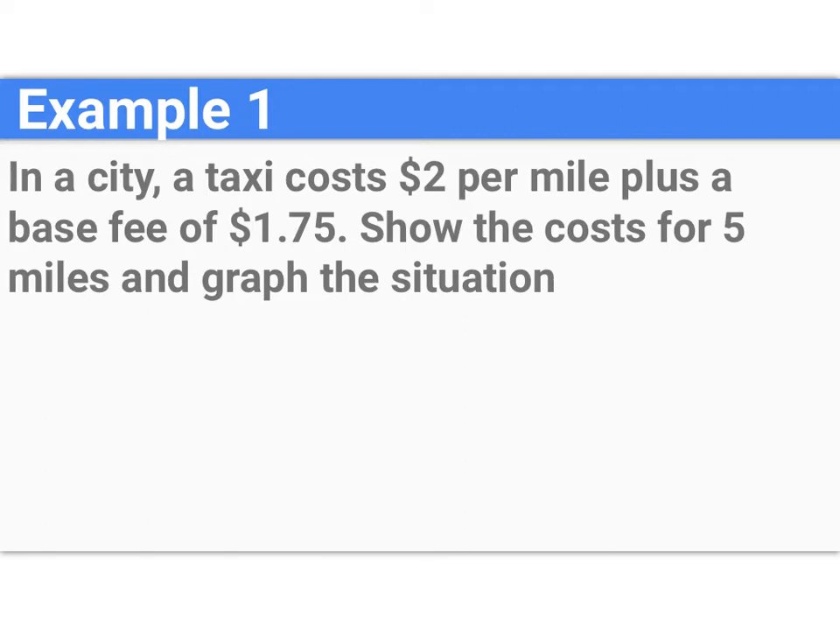In a city, a taxi costs $2 per mile. When you see the word each, every, and per, this means division. The unit before per is y, and the one after it is your x. So that's your rate of change because it has per, each, and every. $2 per mile has 2 units in it, plus a base fee of $1.75. Show the cost for 5 miles and graph the situation.